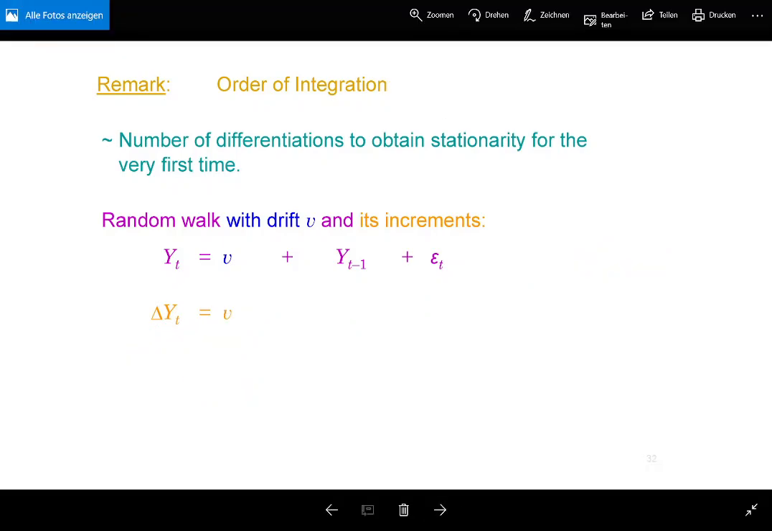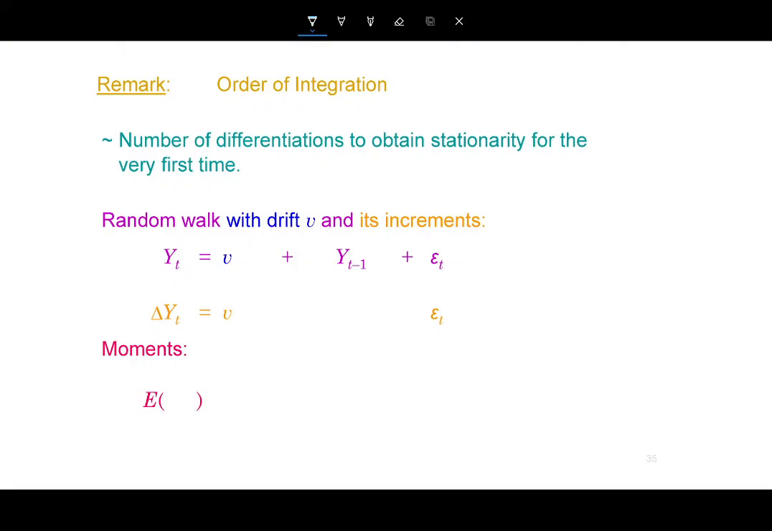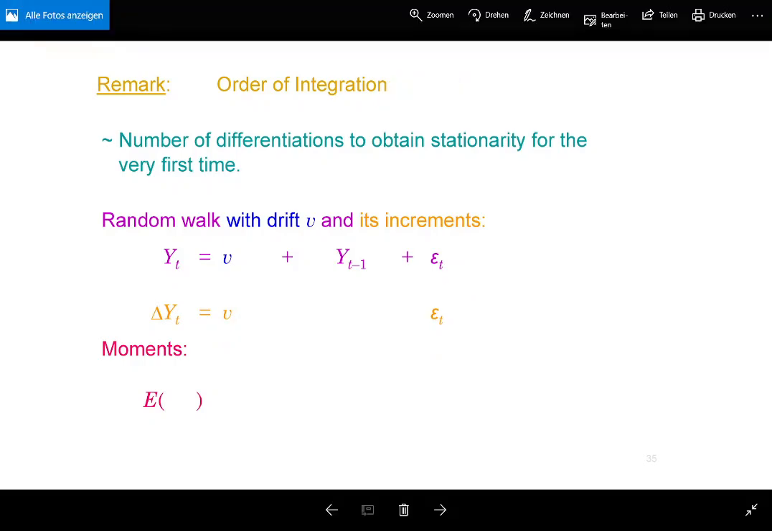When you look at the increments of the process, you'll find that the moments correspond to the moments of the noise plus a constant. Since the noise has expectation 0, you get back the constant for the mean. And then you have the variance. The variance does not depend on additive constants, as you see. This is simply the variance of the noise.